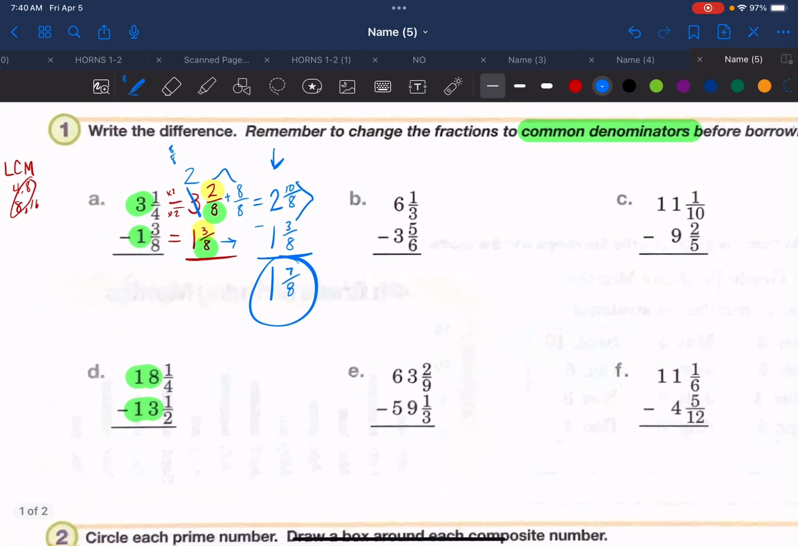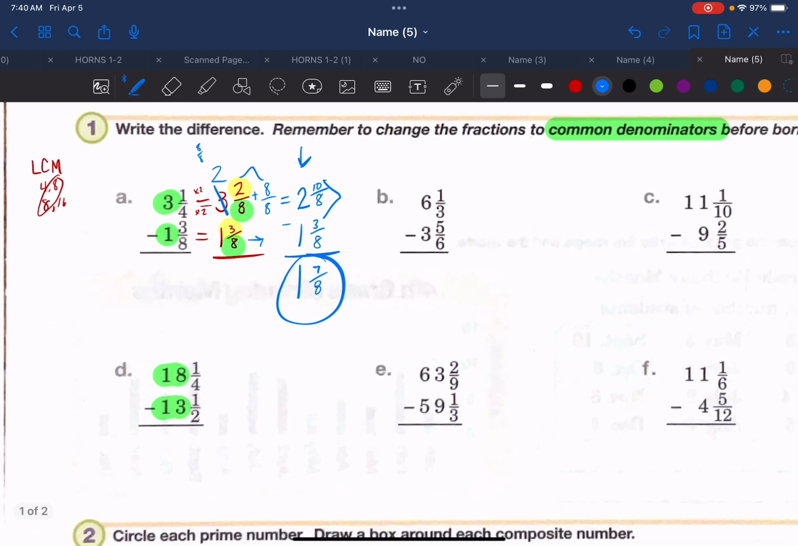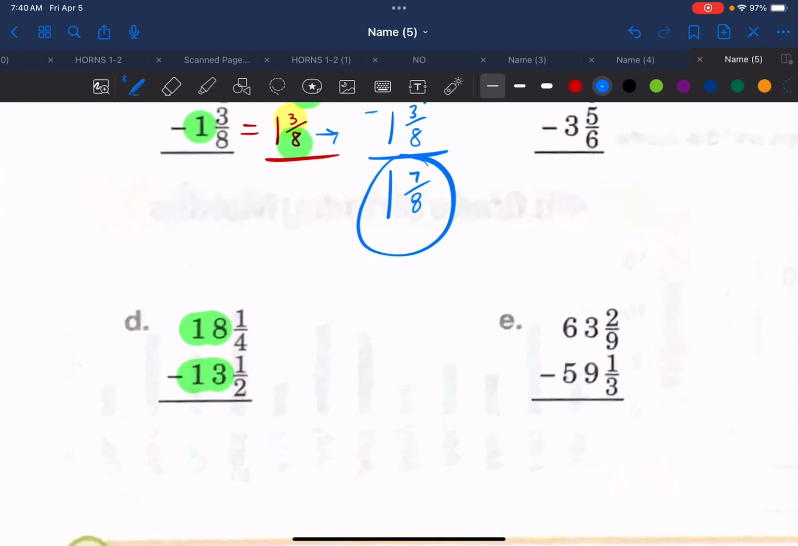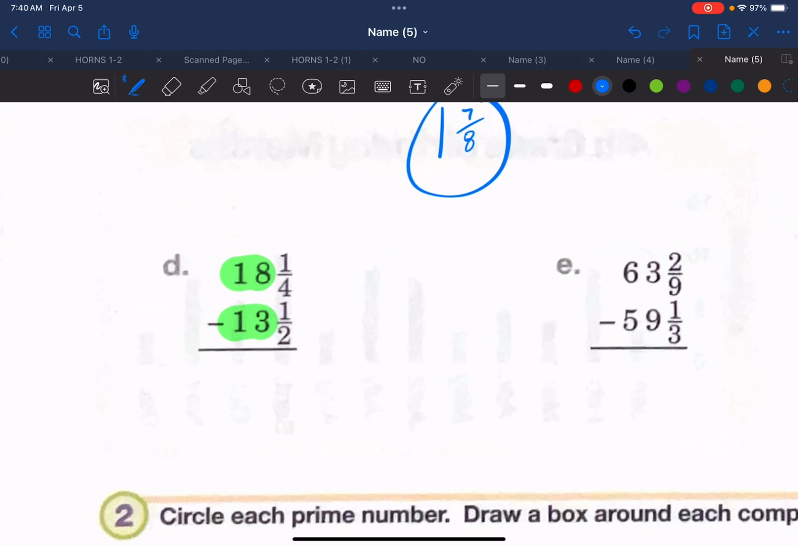Okay, I'm going to skip over, actually, all of them are pretty easy to change the denominators, because I'm giving you a secret here, all of them you're going to have one number that can stay the same. So I will just go ahead and practice the one that I already highlighted, the 18 minus 13.